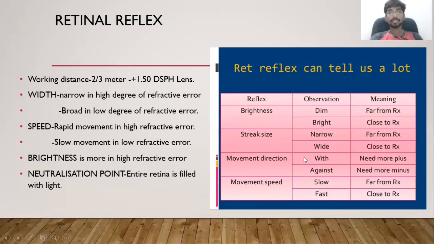Suppose the retinal reflex is with the movement, we need to add more plus to neutralize the reflex. If the retinal reflex is against the movement, we need to add more minus to neutralize the reflex.